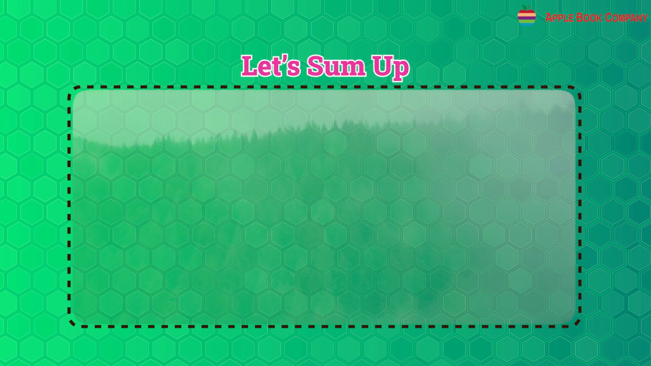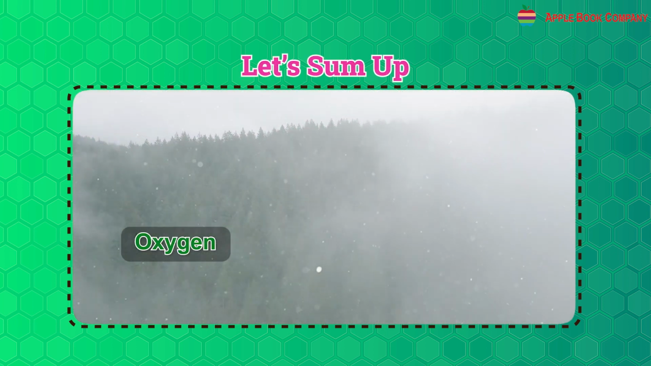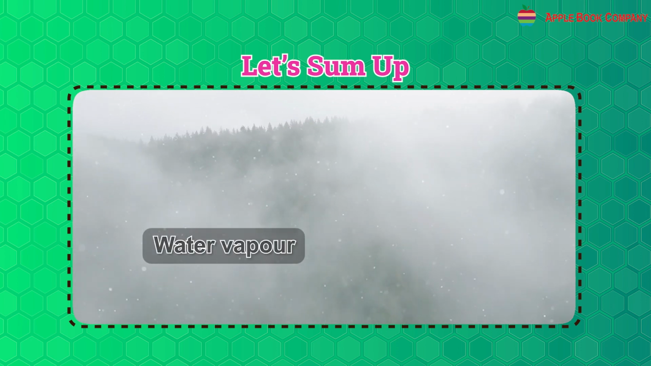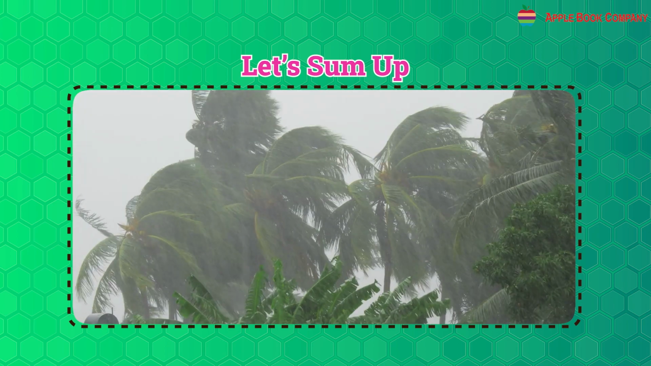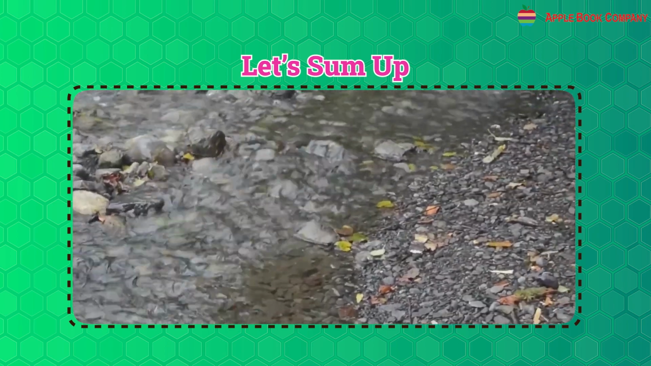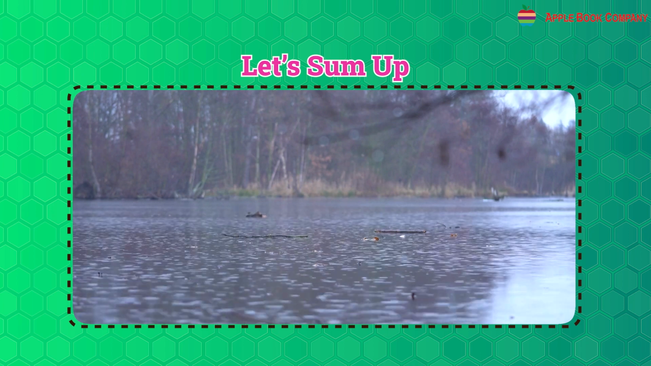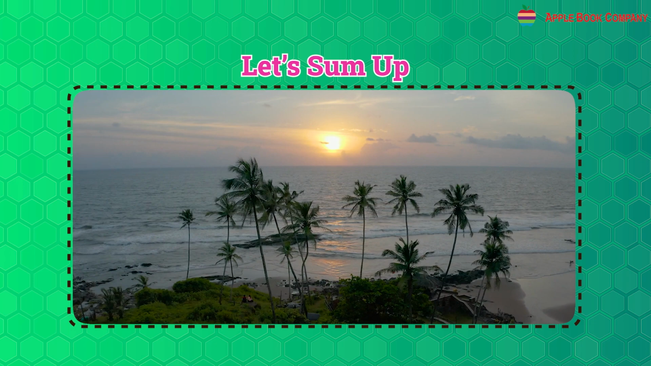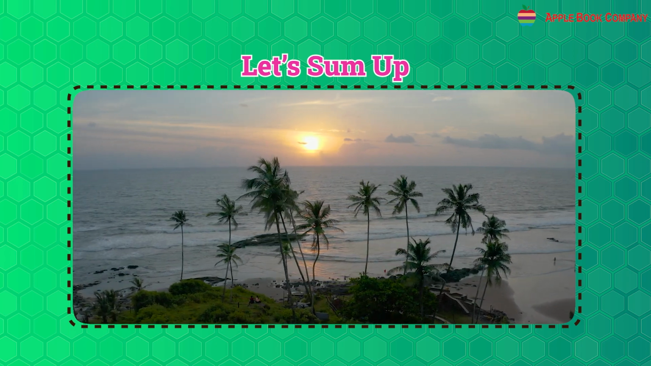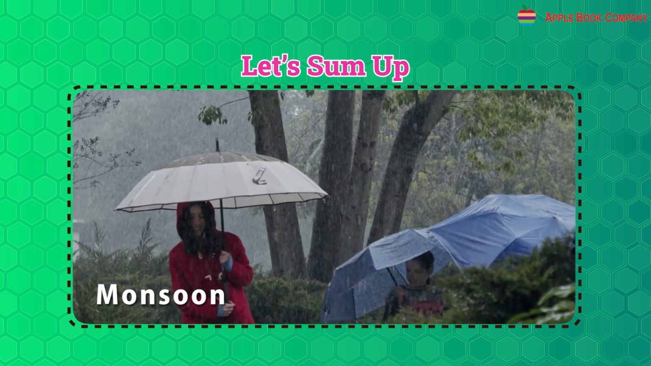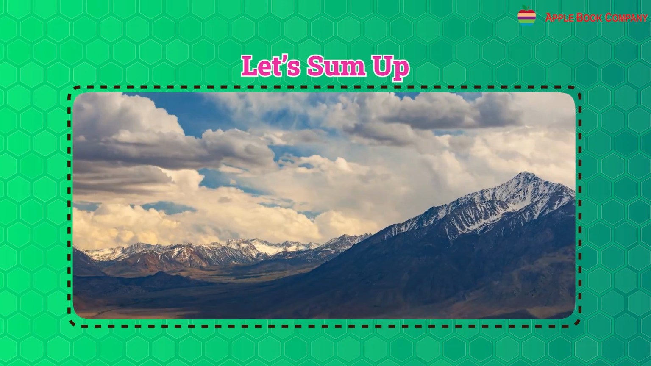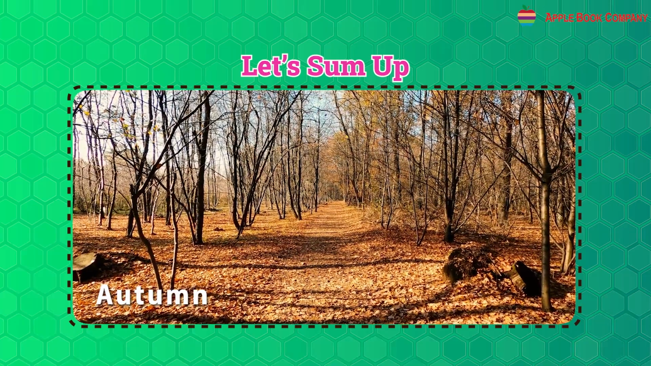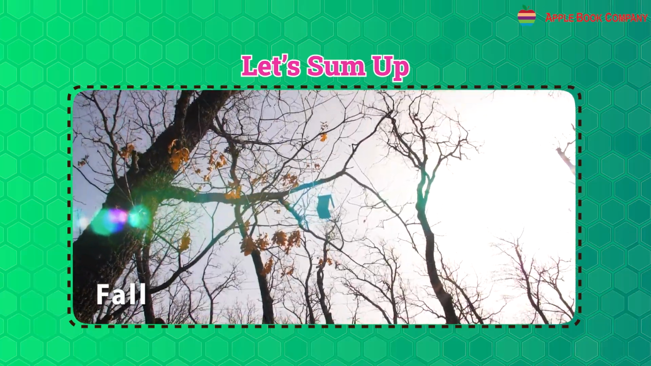Let's sum up. Our atmosphere has oxygen, carbon dioxide, nitrogen, water vapors and dust particles. Water keeps circulating through Earth's land, water and atmosphere. This is called water cycle. In India, we have three main seasons: summer, monsoon, and winter. Some parts of our country have three more seasons: autumn, fall, and spring.